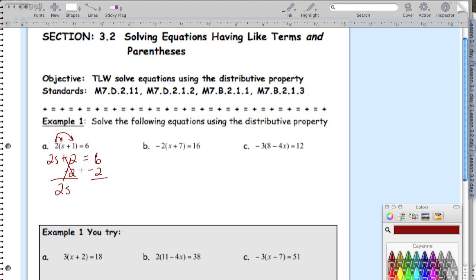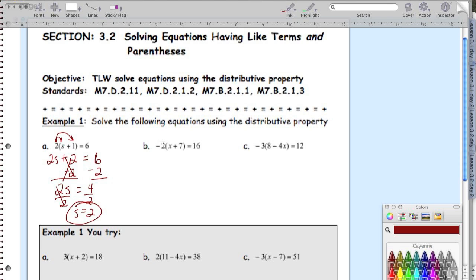I'm going to subtract 2 on both sides. 2s then comes down. 6 minus 2 is 4. The inverse is to divide, so I get s equal to 2. And as always, you can substitute that back in to make sure you have it correct.